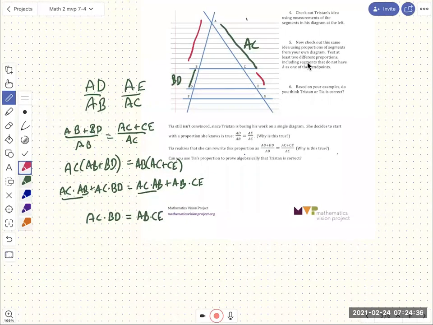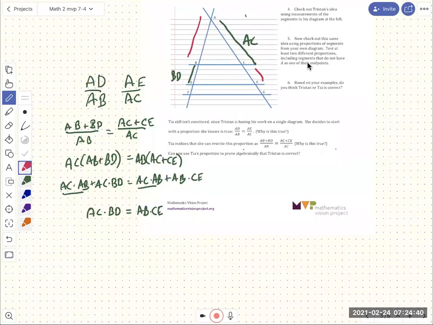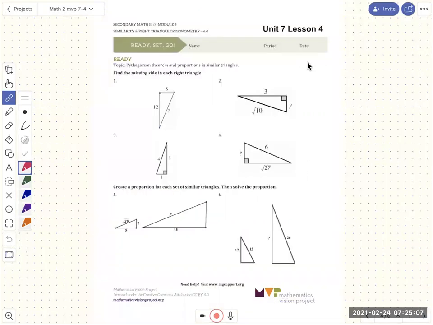AB times CE. And from that, you say, well, I can work backwards, and I can say then they must be proportional. So I must have BD to CE must equal AB to AC, which is what I was trying to prove. Okay, and then you'll go on to your assignment for the day. We'll look at that in a separate video.